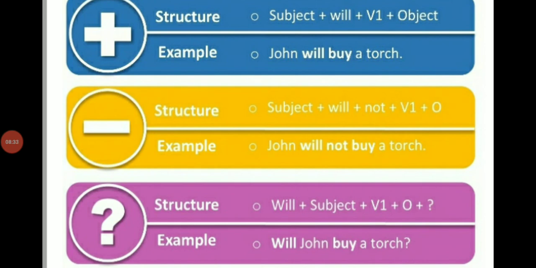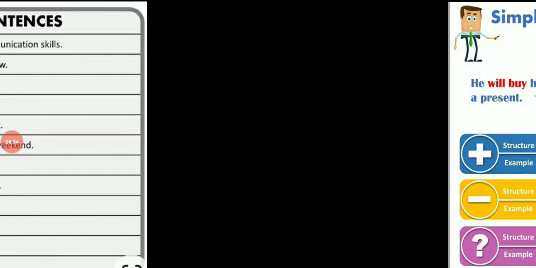And if we talk about the negative, then the structure formula remains like subject plus will plus not plus verb first form plus object. Example, John will not buy a torch. Or the structure of the interrogative, first of all we use will plus subject plus verb first form and object. Example, will John buy a torch. So these are the simple future tenses.